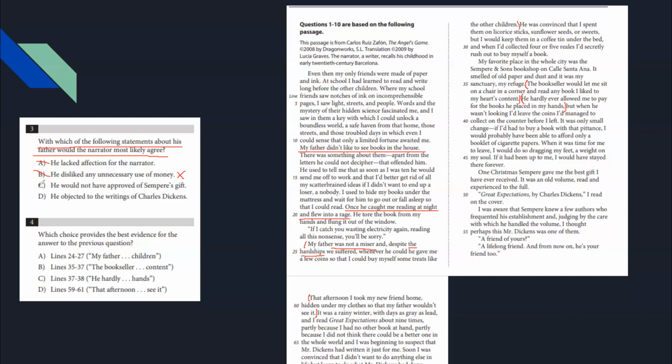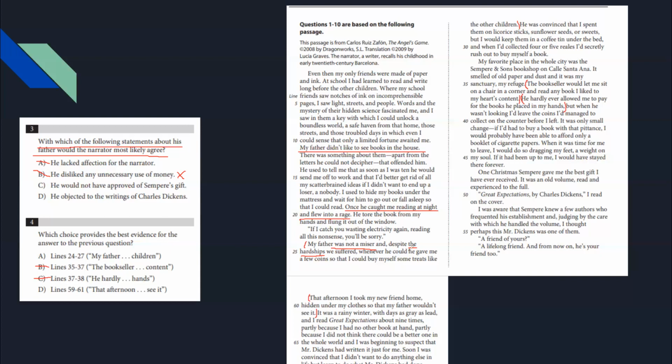And now I would recommend moving to which quotes are not proving any help. So now let's check the other quotes. So this one, the bookseller would let me sit on a chair in a corner and read any book that I like to my heart's content. And then he hardly ever allowed me to pay for the books he placed in my hands. And so for these two quotes, they provide no form of context, and they don't matter, honestly. They're just extras, and they don't really matter for the sake of what the question is asking. So you can take out B and C.